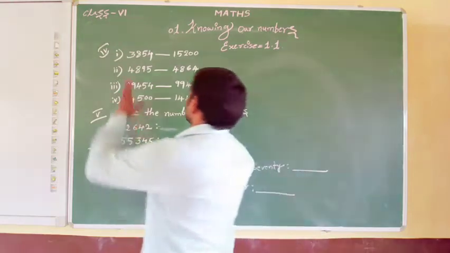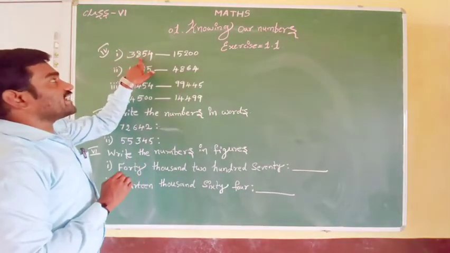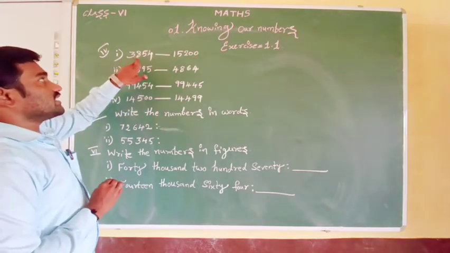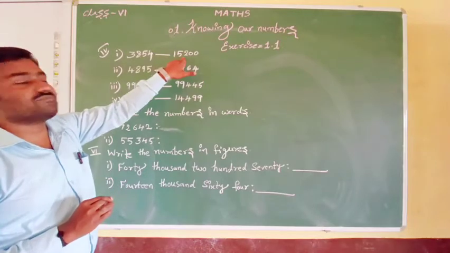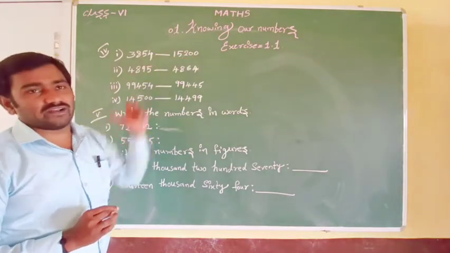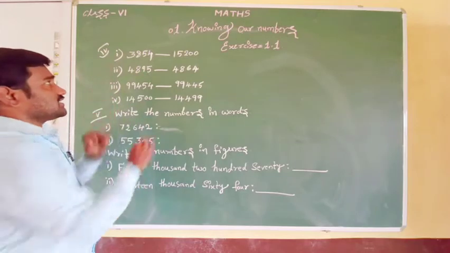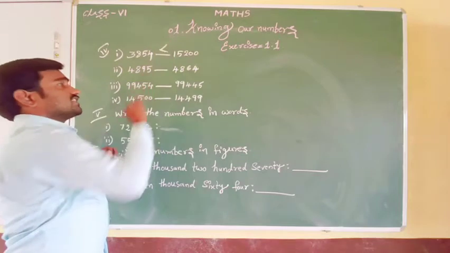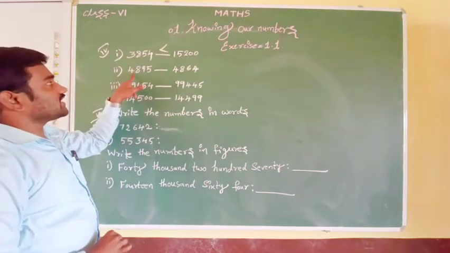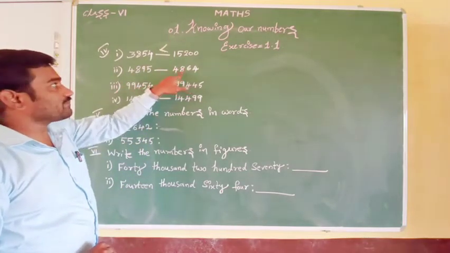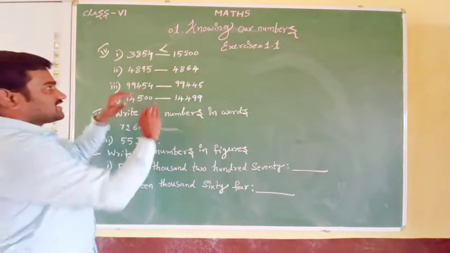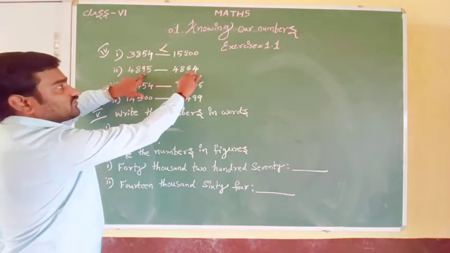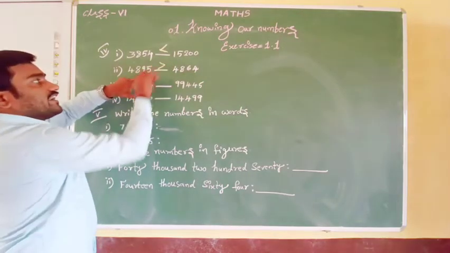So we have to see the left side number, 3,854. Here 15,200. 3,854 is less than 15,200. It is 15,000, this is 3,000. However, it is less. So we have to put the less than symbol. Yes, now this is a less than symbol. Now here 4,800, here also 4,800. Here 95, here 64. The 4,800 and 4,800 are equal. 95 and 64, so 95 is the greater number.